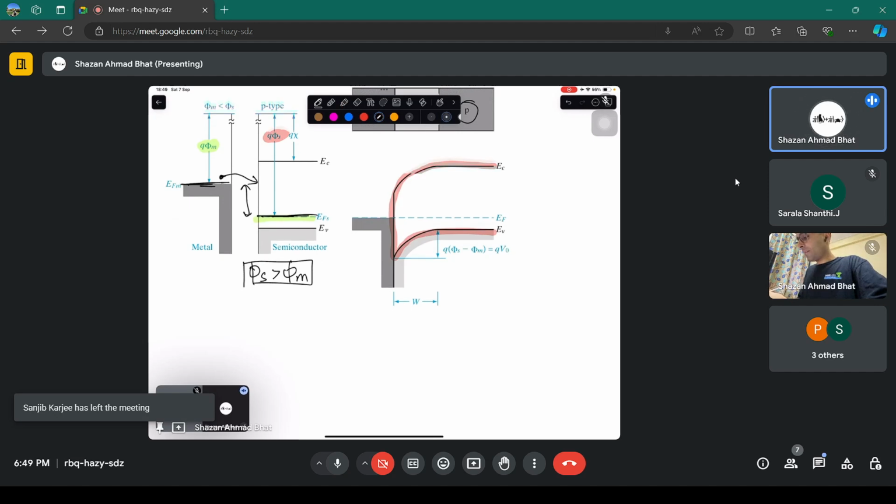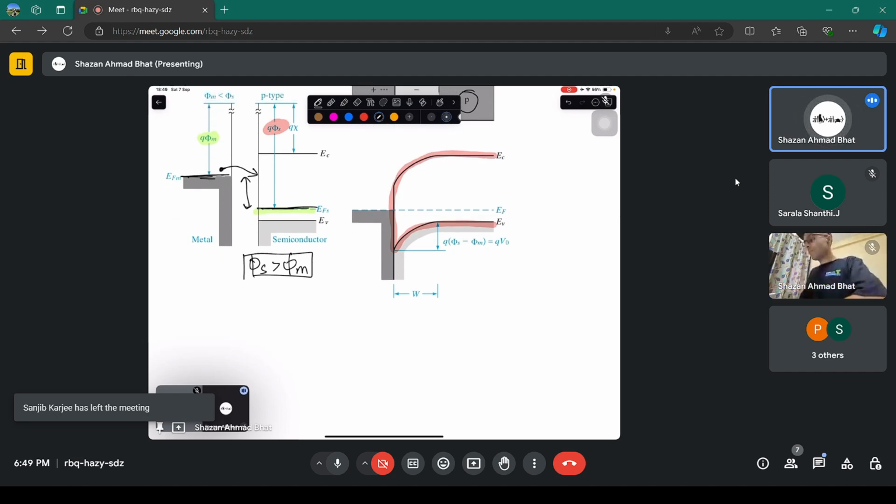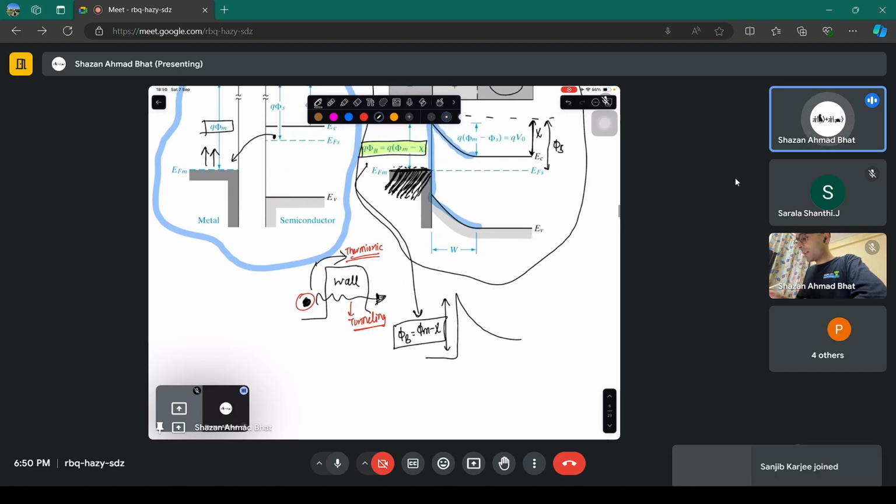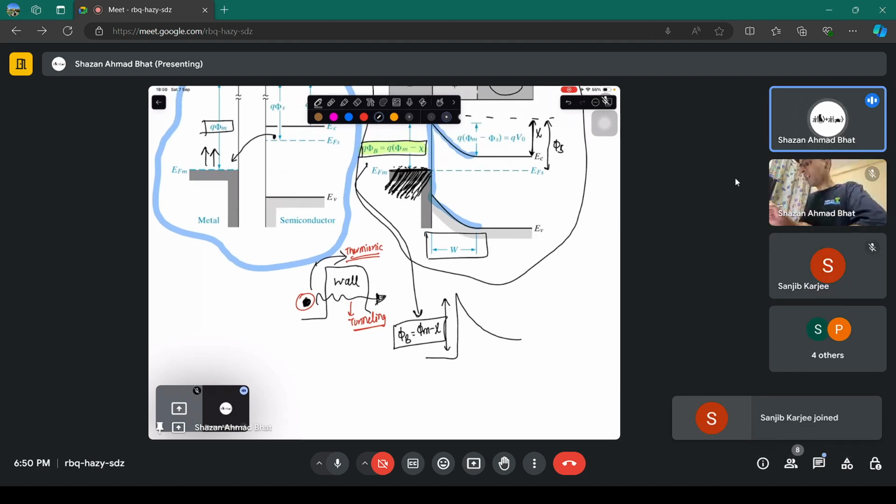And now a barrier gets, actually there is a barrier also here. This particular thing is also a barrier here. And in the previous case also, you saw that there is a bending, just like what happens in the depletion region of a diode. This particular region is the depletion region of this particular Schottky diode.